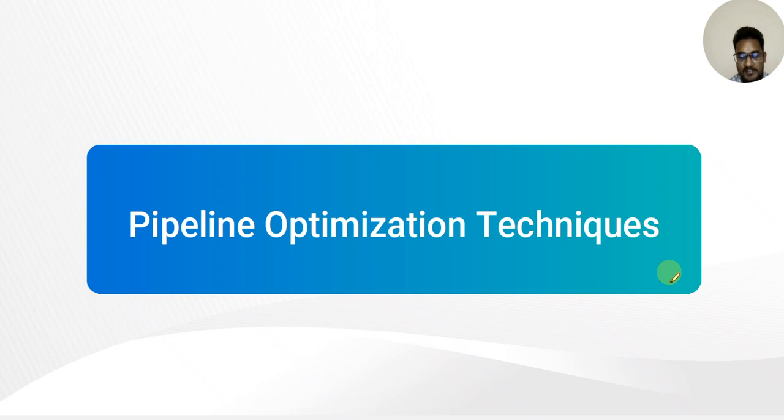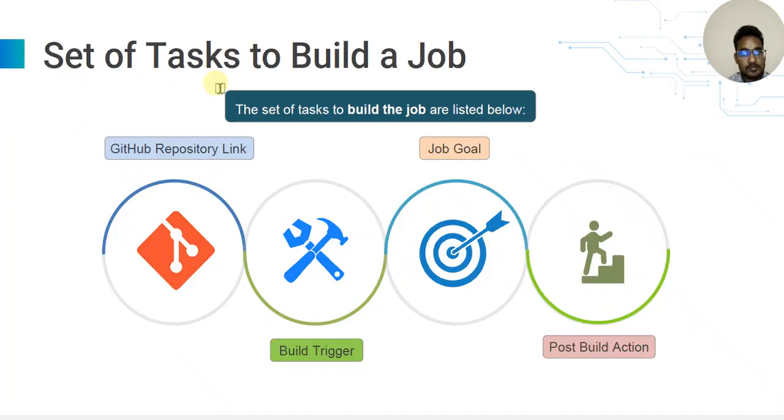Pipeline optimization techniques. The set of tasks to build a job are listed below: GitHub repository link, build trigger, job goal, and post build action.